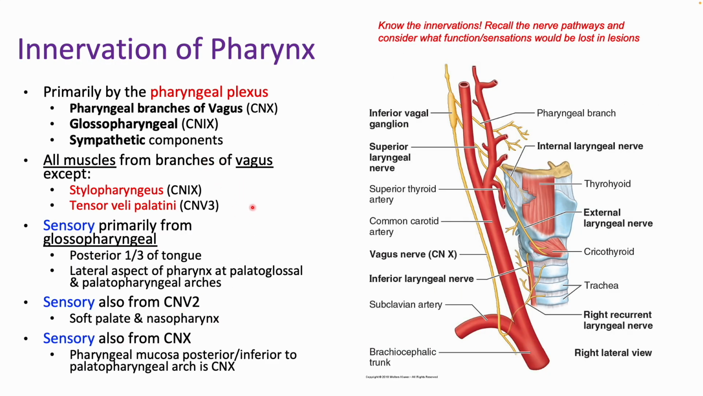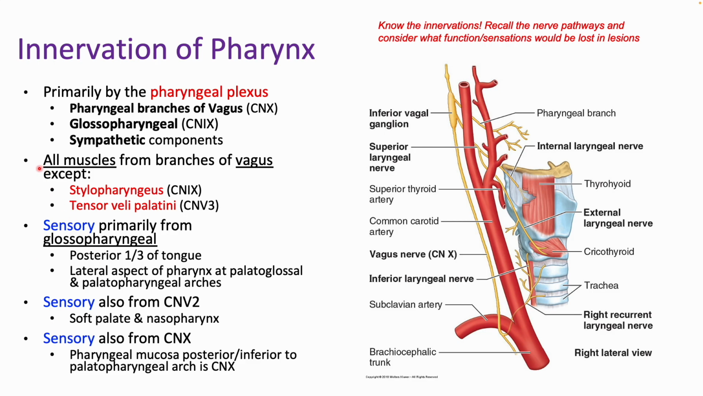Before we move on to the larynx, let's look at innervation of the pharynx. We've kind of seen this already, but let's look at the bigger picture. For the pharynx, we're primarily receiving innervation from the pharyngeal plexus. Remember from the glossopharyngeal and vagus nerve video, we have the pharyngeal plexus, which is a bunch of branches that come off. This is contributed to by the pharyngeal branches of the vagus and the glossopharyngeal nerves, so 9 and 10. We're also going to have sympathetic components, because our sympathetic trunk is going to be running up through here. And so we'll have sympathetic components contributing as well.